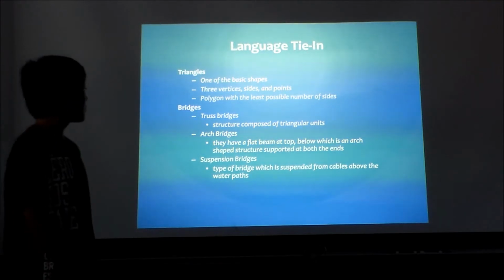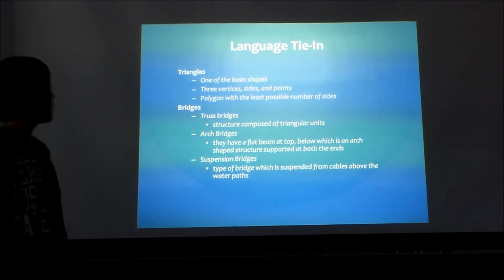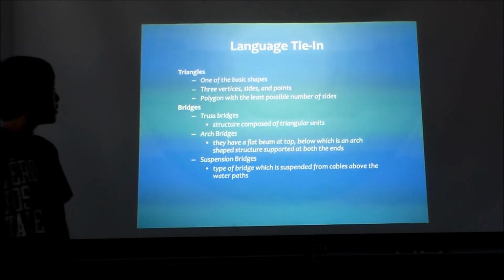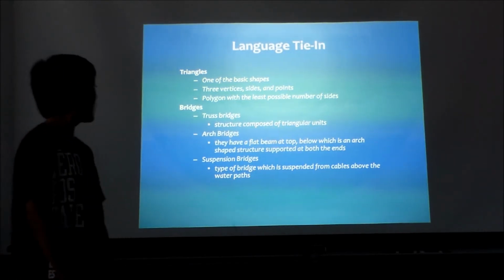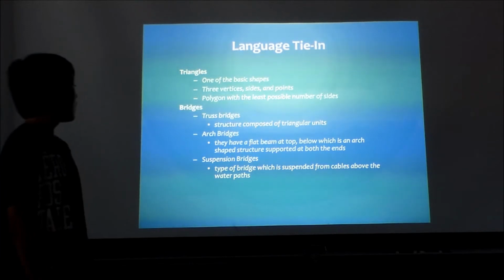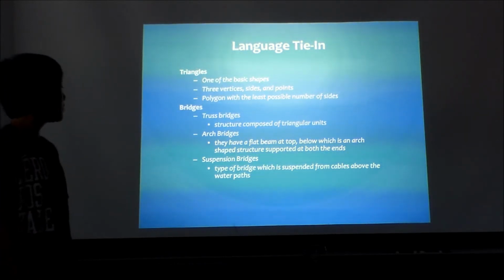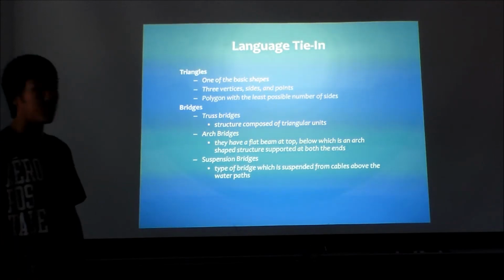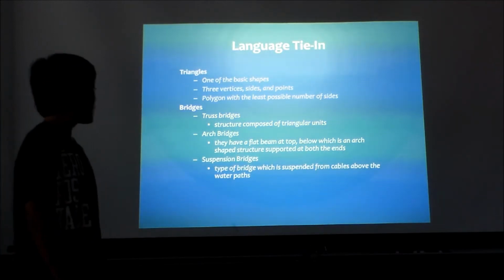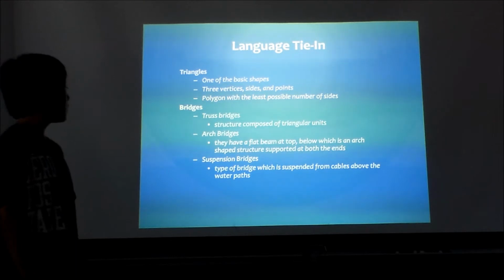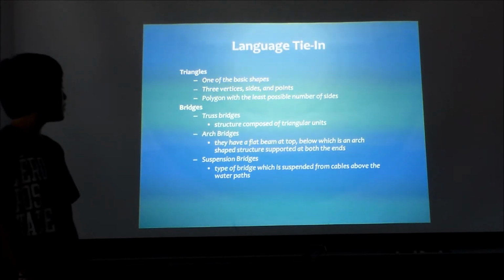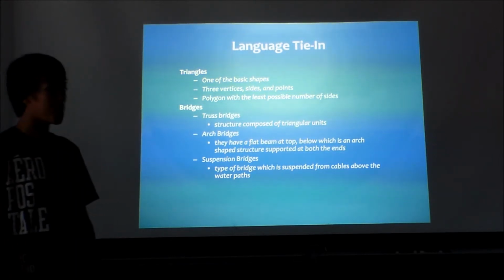Bridges. There are 3 main types of bridges. The first one is the truss bridge. It is a structure composed of triangular units. Arch bridges have a flat beam at the top, below which is an arc-shaped structure supported at both ends. A suspension bridge is a type of bridge which is suspended from cables above the water path.